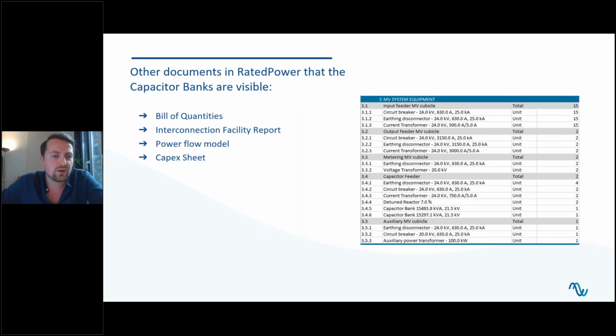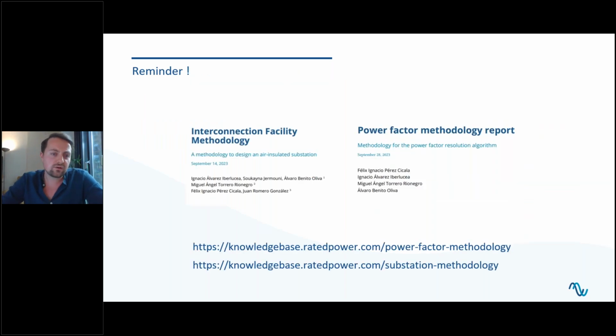Other documents where the capacitor bank will be visible are the bill of quantities, which will list all the devices that were mentioned before in the SLD, the interconnection facility report, the power flow model, and the CAPEX sheet. As a reminder, you have the knowledge base, which lists all the documents on the RatedPower website, and there you can find the interconnection facility methodology and the power factor methodology report, which are explanation documents that explain how we calculate the power factor and how we size the capacitor bank within our software.